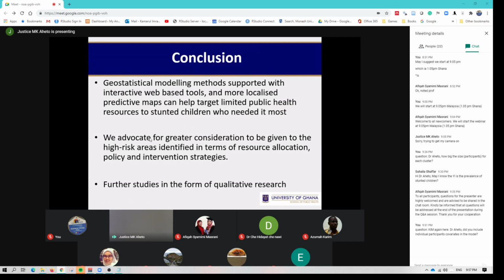And we advocate for greater consideration to be given to the high-risk areas identified in terms of resource allocation, policy, and intervention strategies. For sure, we recommend some further studies in the form of qualitative research to identify why certain geographical locations are experiencing very high stunting prevalence compared to others.